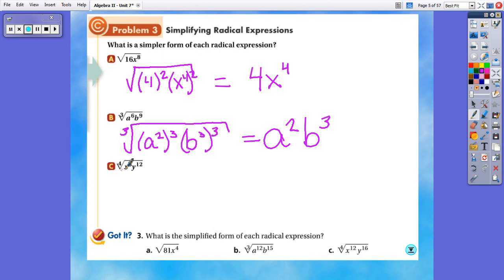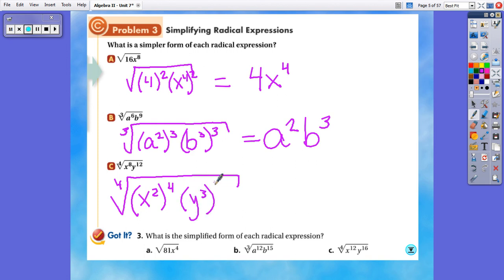In this last one, you're taking the fourth root. Our index is 4, so I'm going to rewrite the 4 there so I don't forget. I want to make everything look like it's being raised to the fourth power. So x squared to the fourth, and y cubed to the fourth, and that's the same as x squared y to the third after I take the fourth root.